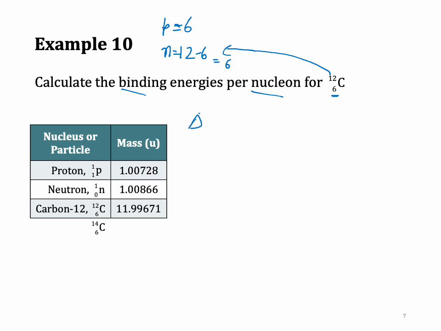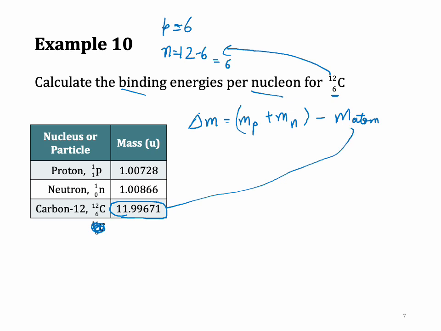So mass delta M will be mass of protons plus mass of neutrons minus mass of atom. Mass of atom is given to you, which will go right here. Mass of proton, this is the mass of 1 proton. How many do we have? We have 6, so this would be times 6 right here. Mass of neutrons, also this is the mass of 1 neutron. We have 6 of these, so times 6, that would go here. From here we'll find the change in mass, but this unit will be AMU.